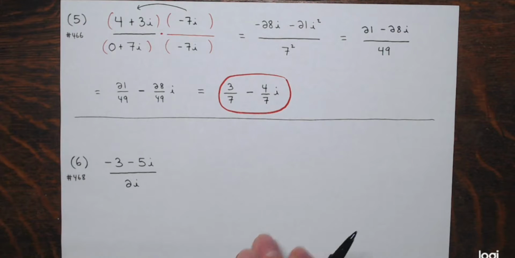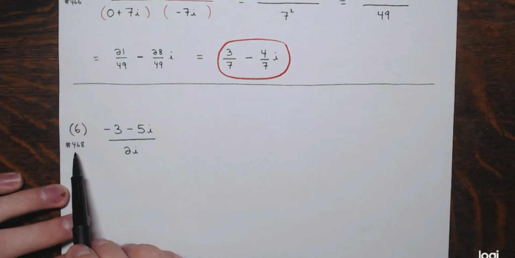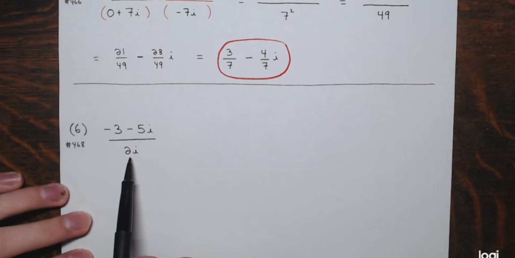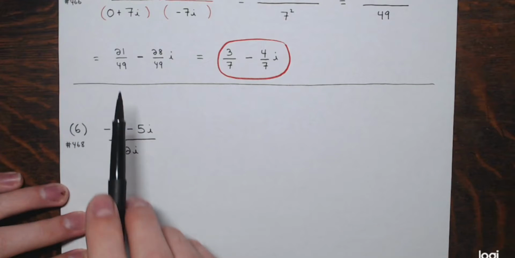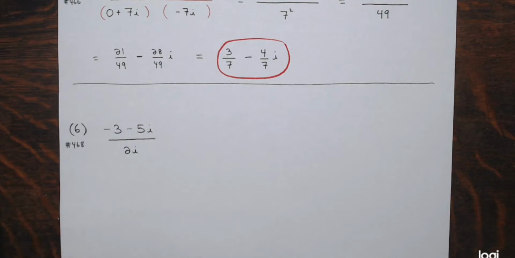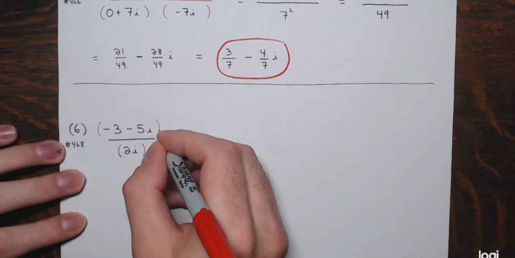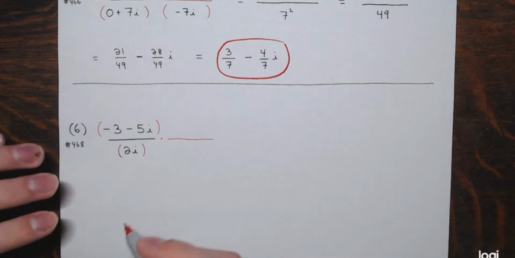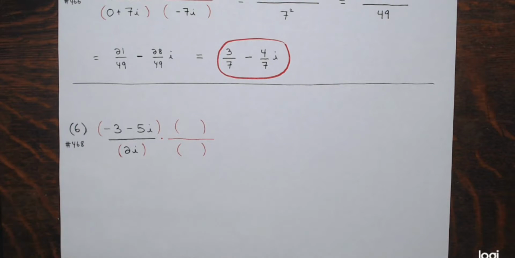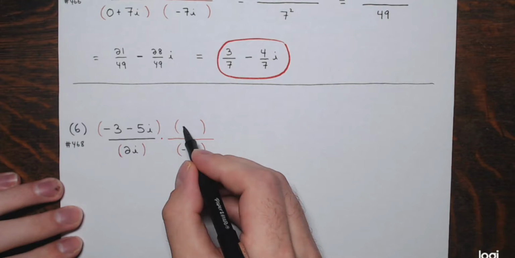Final question. All right, example 6. This is the last one in the video. Number 468 in the text. Same thing. All right, we got negative 3 minus 5i divided by 2i. Now I'm not going to write it this time, but we can think of 2i as 0 plus 2i. So when I multiply the numerator and denominator by the conjugate of the denominator, that conjugate is very simply 0 minus 2i. So negative 2i, just multiplying the numerator and denominator by negative 2i.